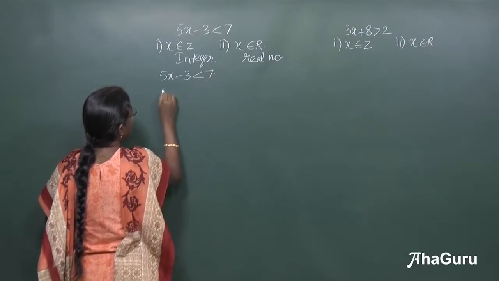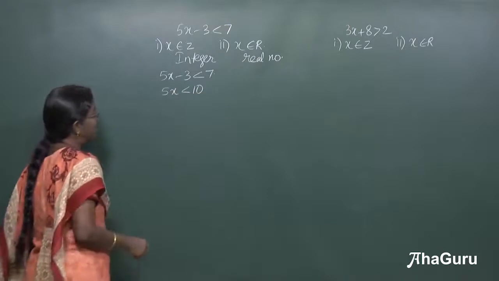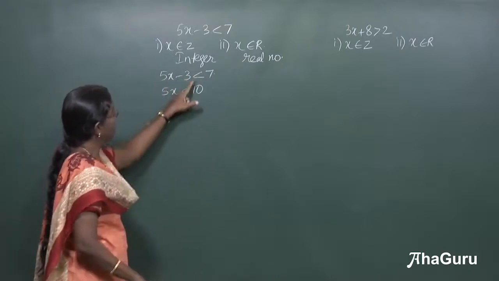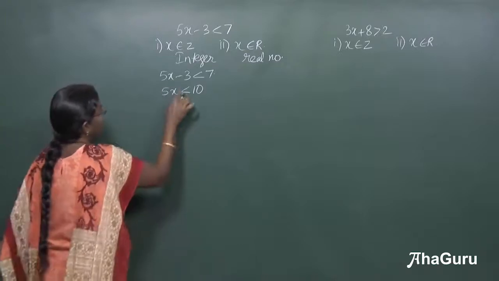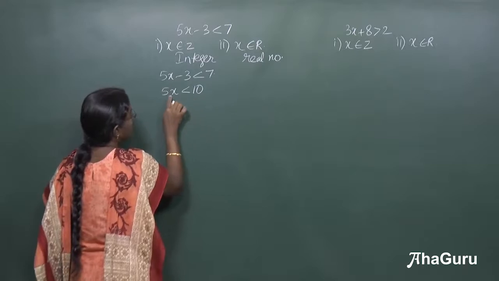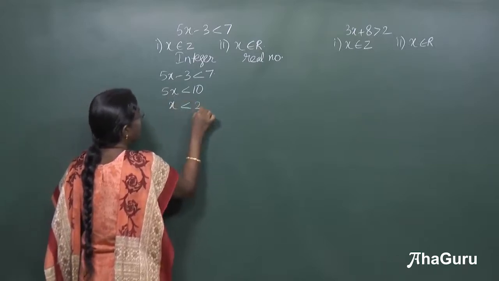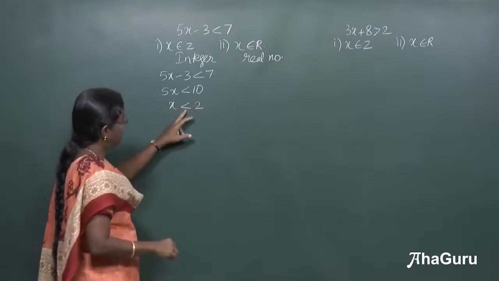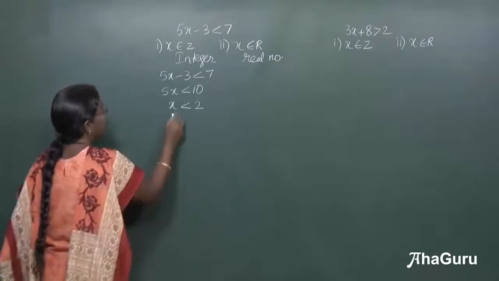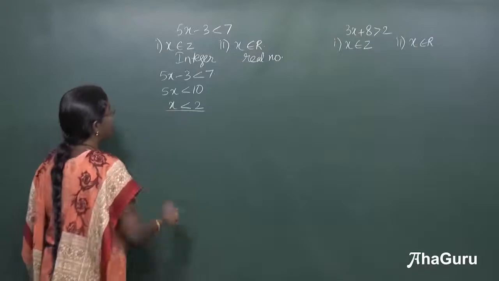Minus 3, I will shift it to the other side, it will become plus 3, so 5x is less than 10. When you transpose a positive or a negative constant, the inequality does not change. So, it will be 5x is less than 10. I am going to divide both sides by the positive constant 5. So, you get x is less than 10 by 5, or 2. The inequality sign does not change if you divide by a positive constant. Now we have simplified the inequality and got x less than 2.